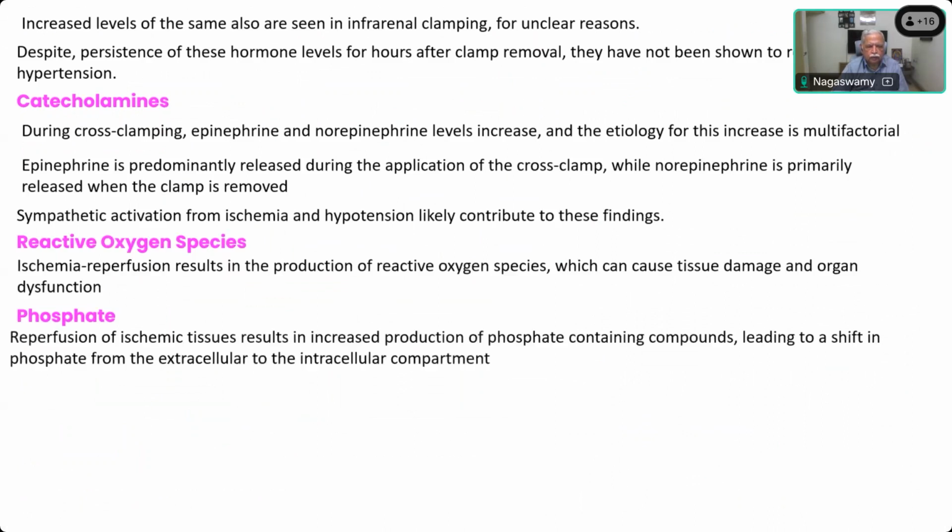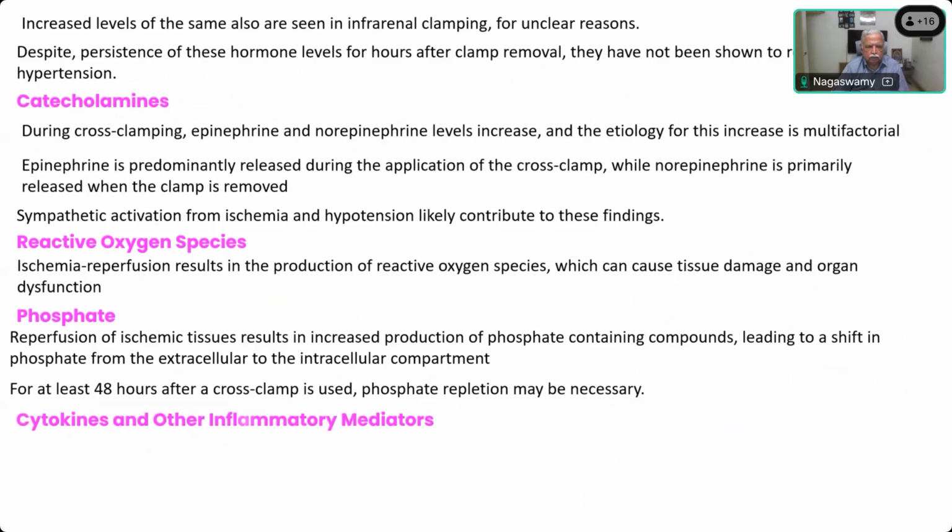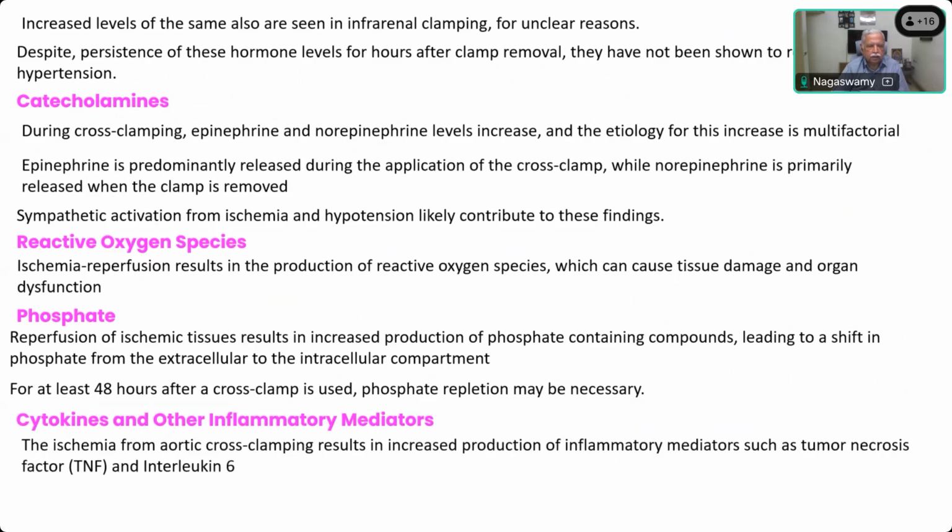Phosphate: reperfusion of ischemic tissue results in increased production of phosphate-containing compounds, leading to a shift in the phosphate from the extracellular to the intracellular compartment. So for at least 48 hours after cross-clamp removal, phosphate depletion may occur. You may have to replace that. Cytokines and other inflammatory mediators, especially tumor necrosis factor and interleukin-6. And this TNF is very important for lung injury after reperfusion.